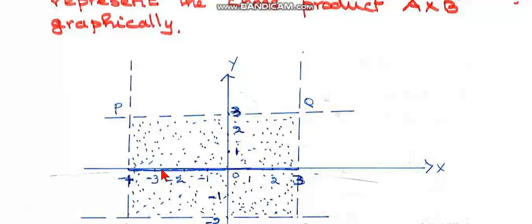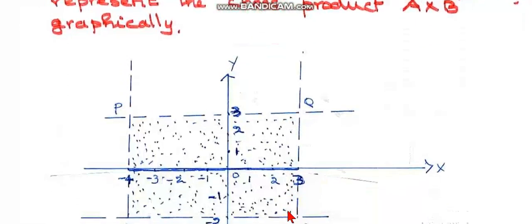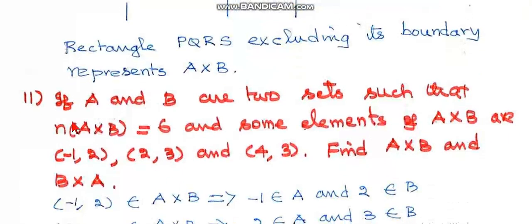Why is the boundary excluded? Because we are taking open intervals. This PQRS, this rectangle, excluding its boundary, will represent this A cross B graphically. Then question number 11.